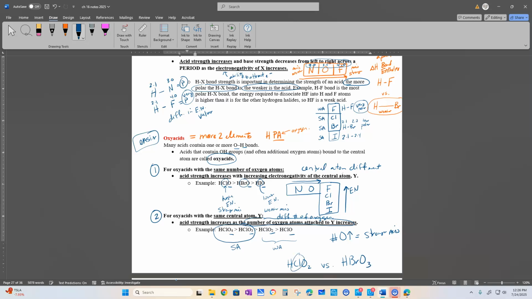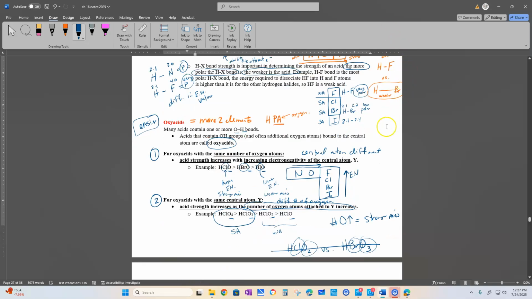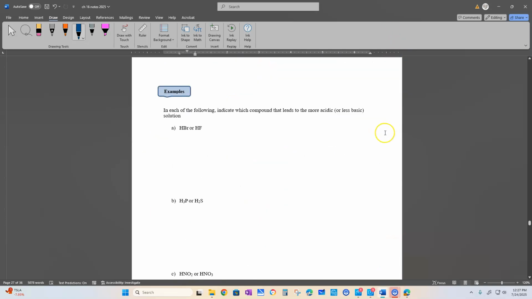The central atom is different and the number of oxygens are different. We can't compare that. There's too many different possibilities. Okay. So when AP is asking you to compare, something is always the same, something is different. Okay, so what I want you to do is you have 4 practice problems.